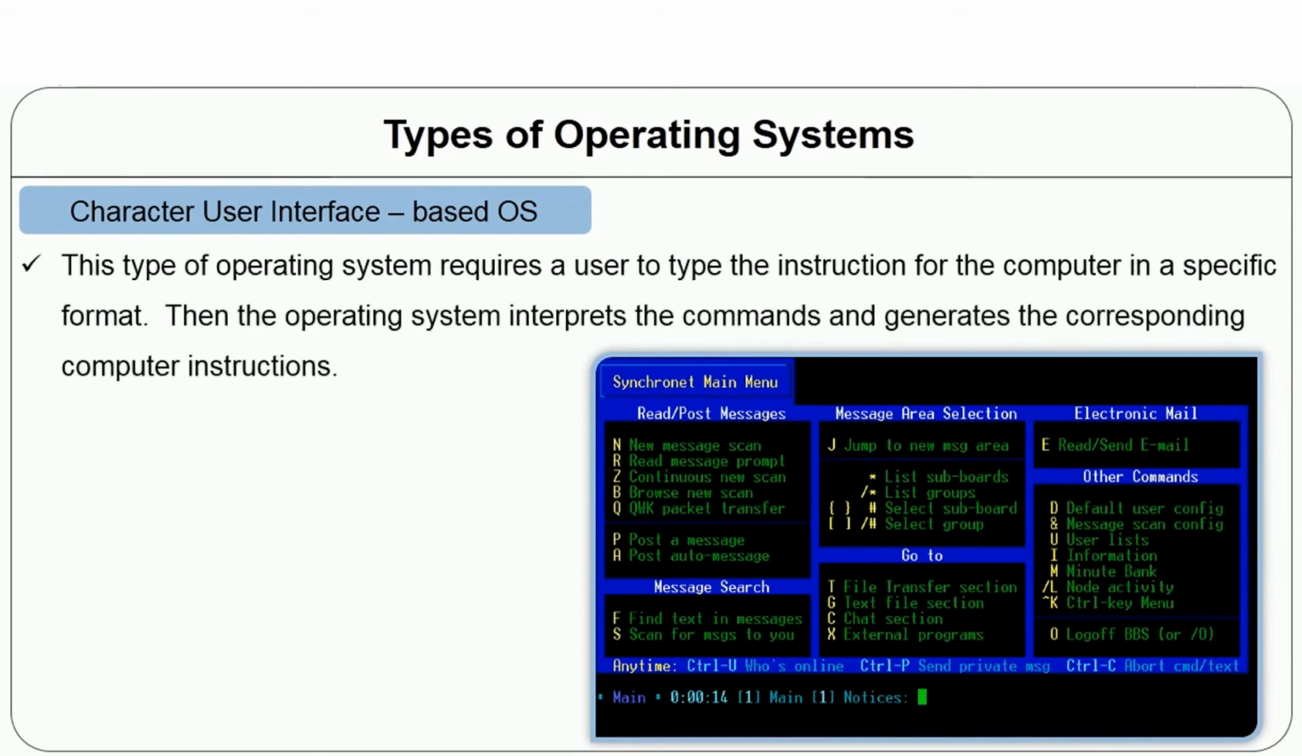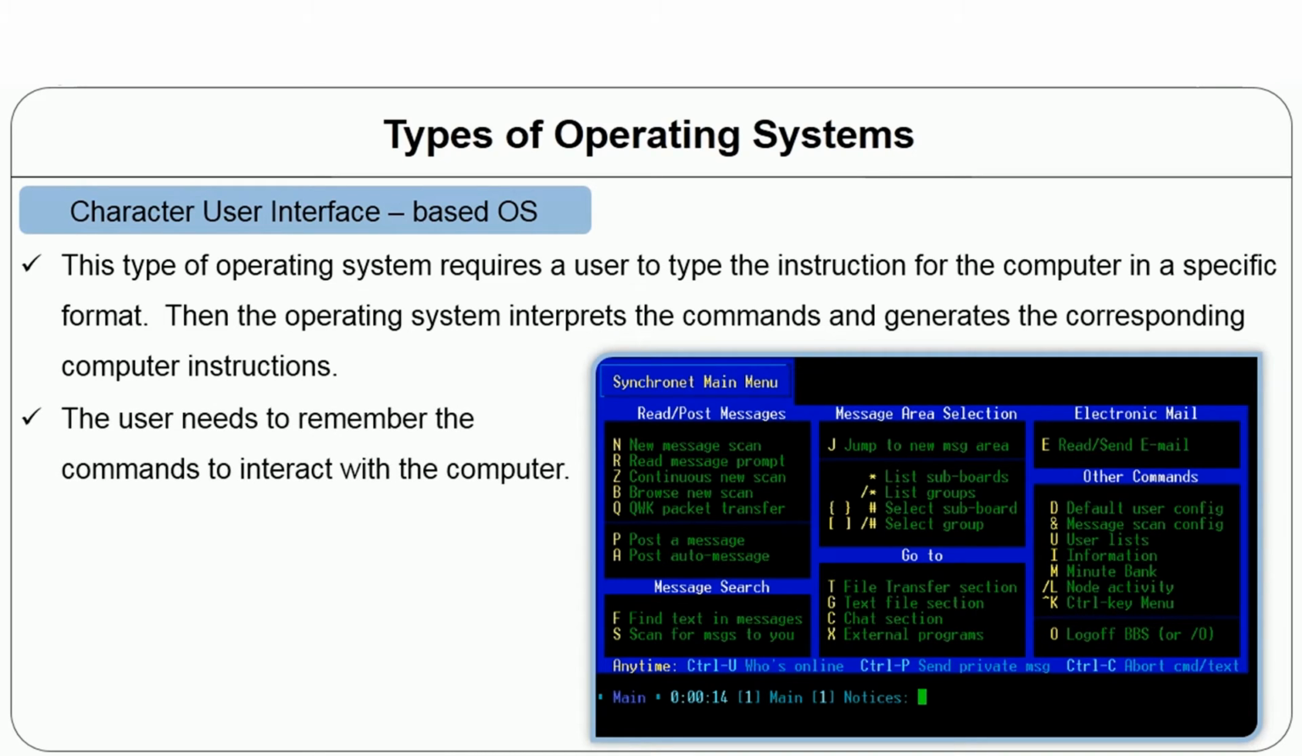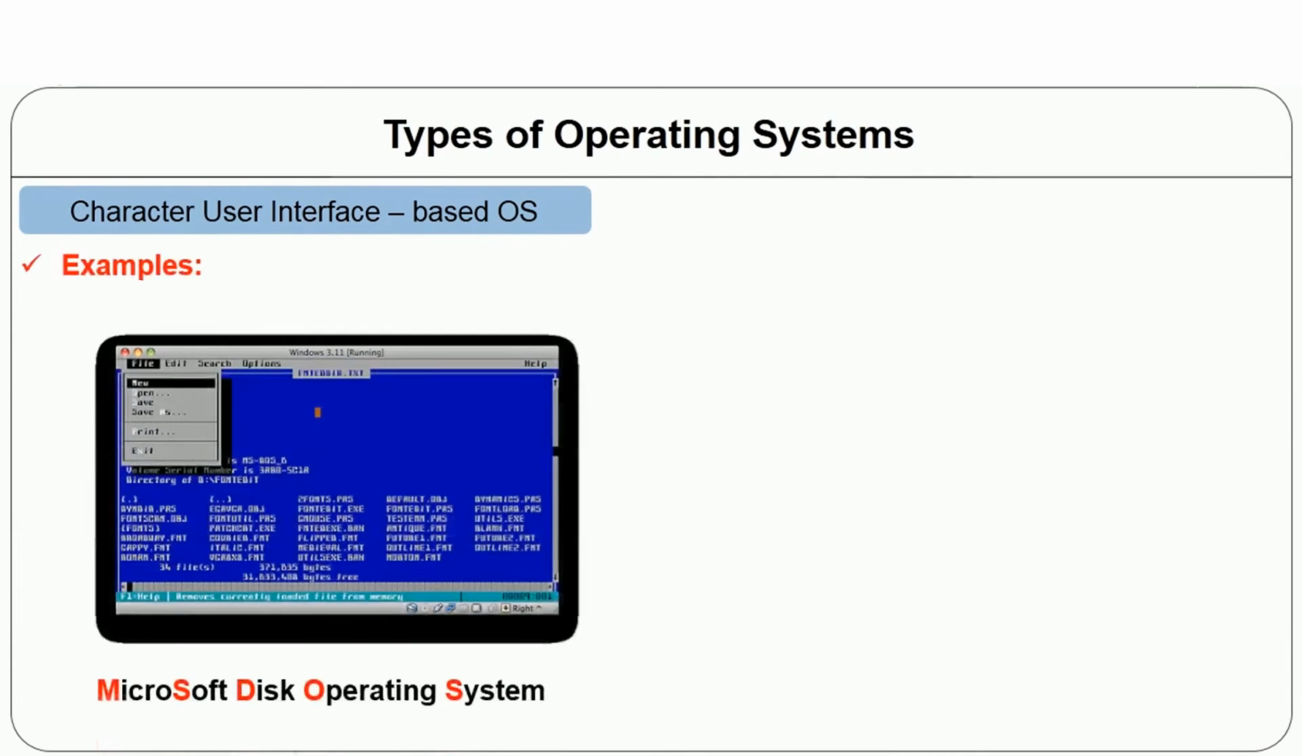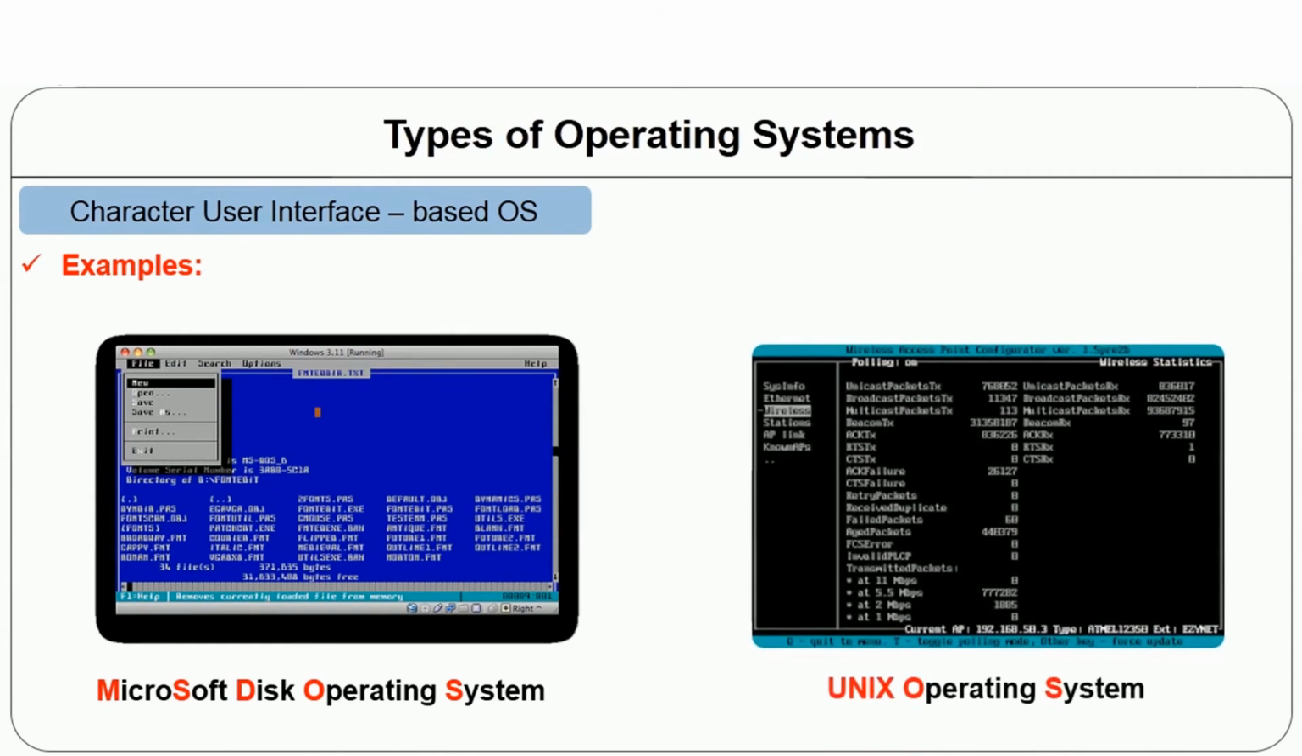interface-based operating system. This type of operating system requires a user to type the instruction for the computer in a specific format. Then the operating system interprets the commands and generates the corresponding computer instructions. Hence, the users need to remember the commands to interact with the computer. This type of operating system is also known as command line interface, that is CLI, and it displays data character by character and is only textual in nature. MS-DOS is a single user and single tasking operating system, while Unix is a multi-user operating system, and these two are examples of CUI based operating systems.